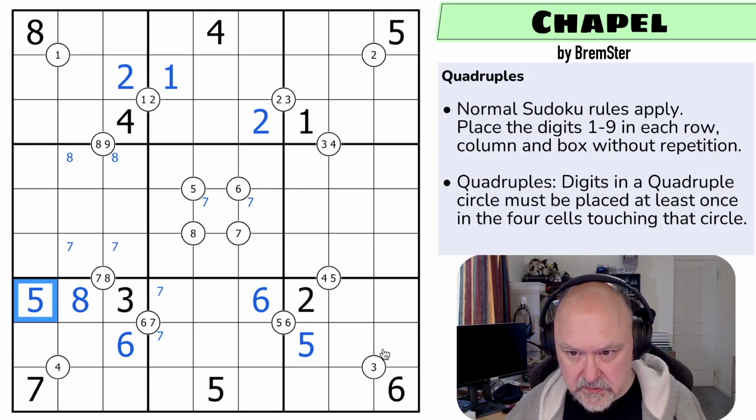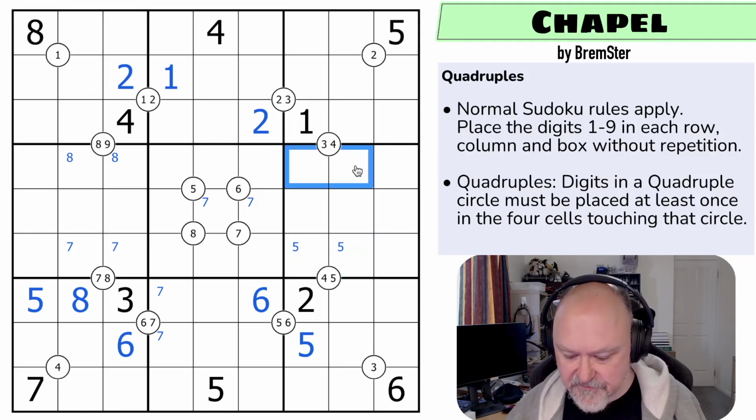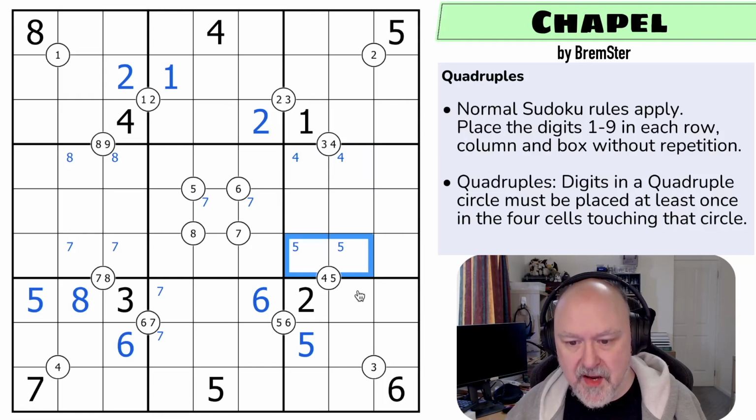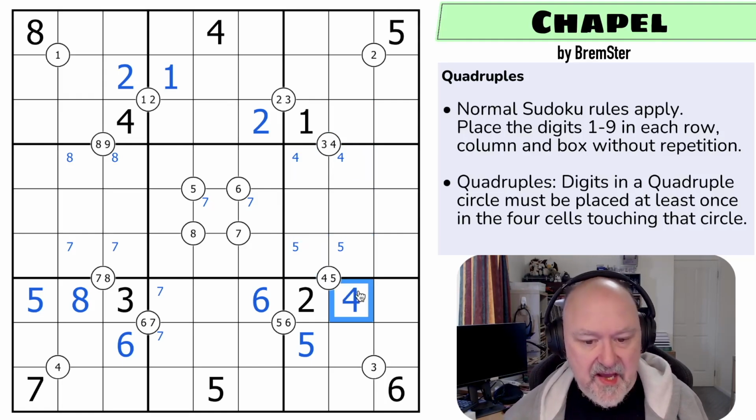Okay. 4 and 5 in here. Well, 5 isn't here anymore, so 5 is in one of those 2. Well, 4 isn't here, so 4 is in one of those 2, so now 4 can't be in either of those 2, and 4 is in one of those 2. I'm repeating the pattern, but that's okay. I don't mind doing that.